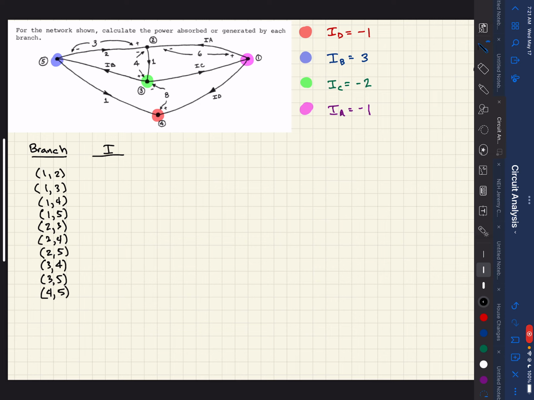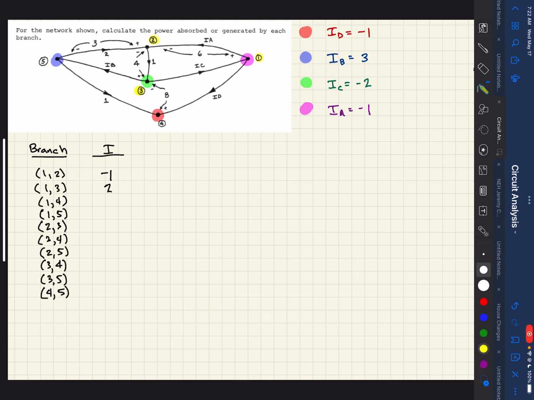So now, if we look at 1 and 2, let's use a different color here. So we're looking at between 1 and 2. We know that the current flow is IA. Well, IA in this case is a -1. So now we're going to look at 1 and 3. So here's 3 here. The current flow between those is IC. And we're actually going from 1 to 3, so the current is negative, but it'll be flowing in the direction that we're going, so it'll be a +2.